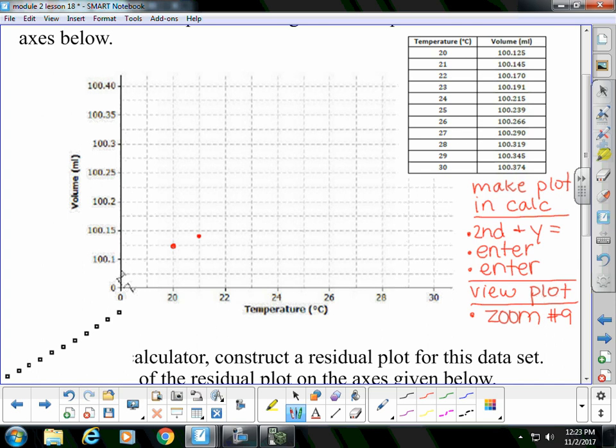22 is 100.17. So 0.17 is about halfway. 23 is 0.19, so that would be about right below 0.2. 24 is 0.21, so that's going to be just above 0.2. 25, 100.23. So that's about halfway to 0.25. Whoops, off one.